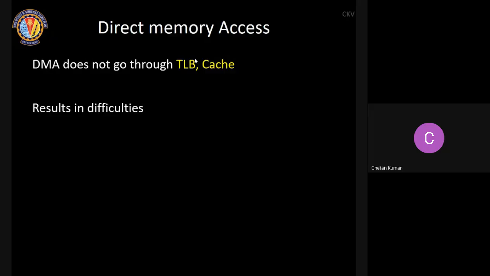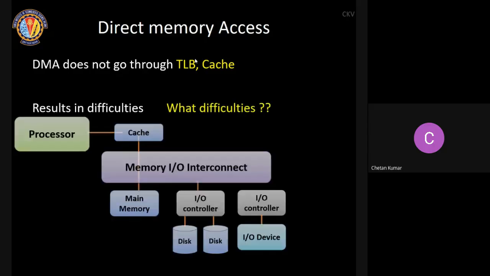It results in difficulties. Can anybody guess what would be the difficulty? What would be the problem? Because the processor will still be executing some instructions. Okay, yeah. What if the cache is dirty? Okay, so let me give an example for that. What difficulties will you face?